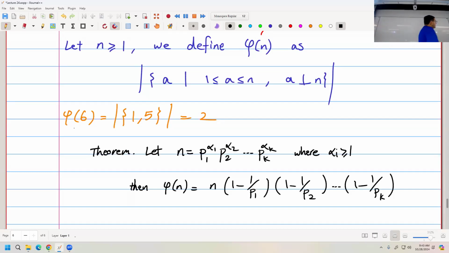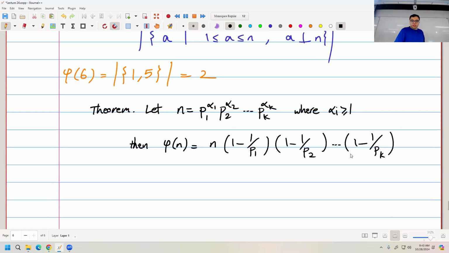Now, my intuition here is this. I'm saying, look at all the numbers from 1 to n. What proportion of these numbers don't have p1 in their factorization? Well, 1 minus 1 over p1 of them, right? Because n over p1 of these numbers are multiples of p1. And then what proportion of the remaining numbers are not multiples of p2? 1 minus 1 over p2, and so on. So that's the intuition we have here.